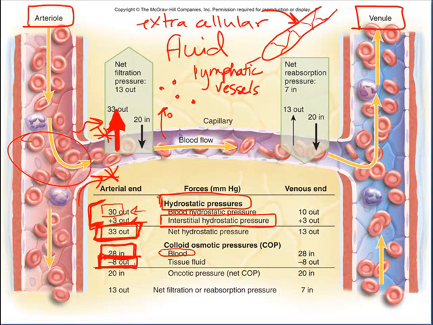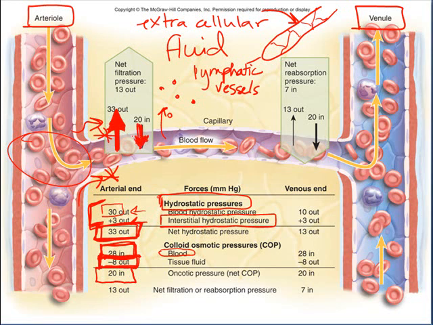So we've got colloidal osmotic pressure wanting to pull water into the blood with a value of 28. We've got osmotic pressure in the extracellular fluid trying to pull water out of the blood with a value of 8. Okay, so 28 pushing into the blood, 8 pushing out. Add those two together, the overall net colloidal osmotic pressure is to try to pull water in with a value of 20 right here.